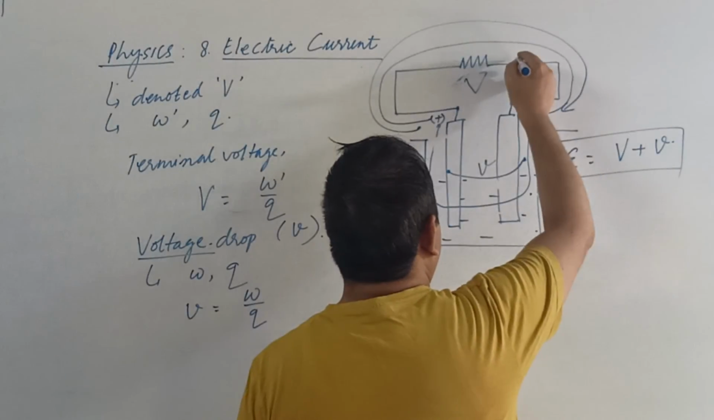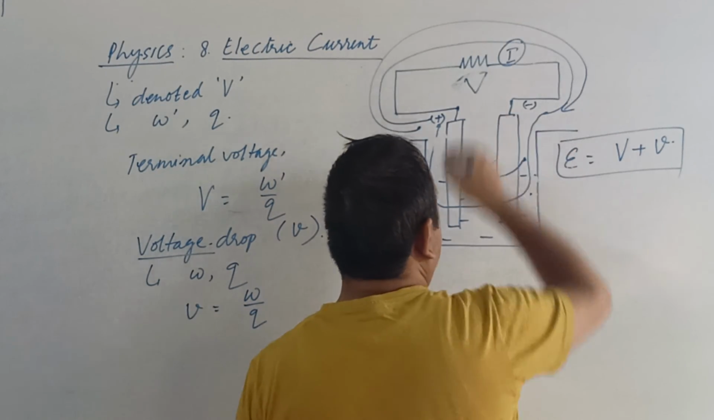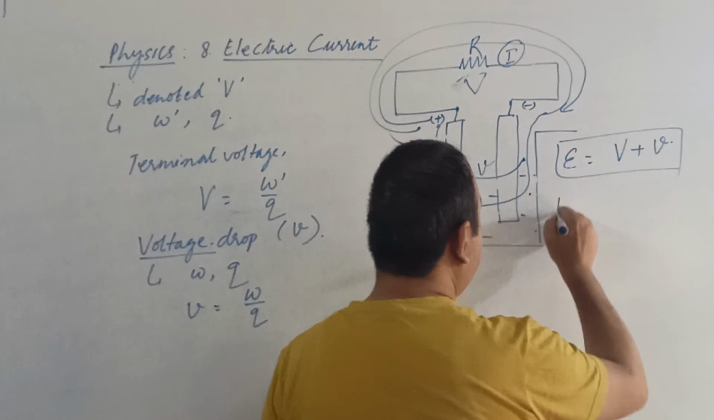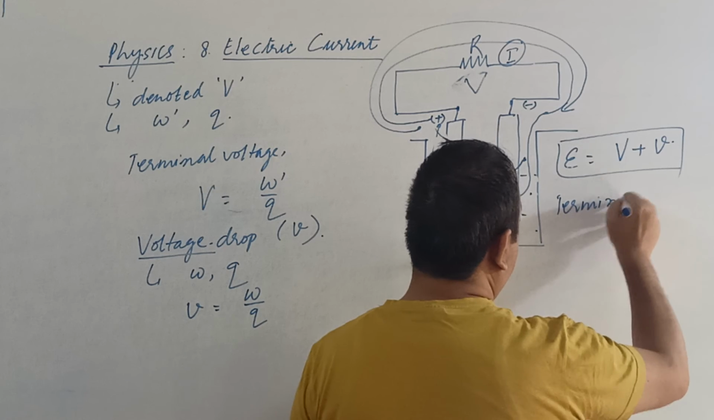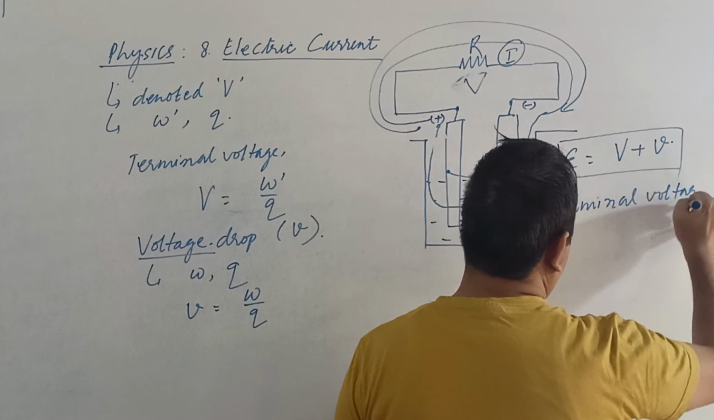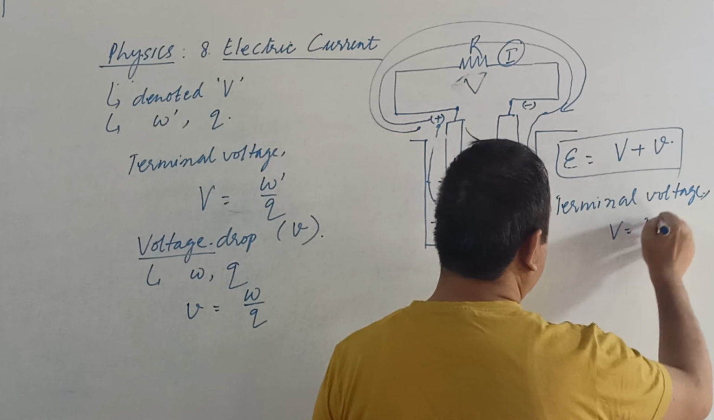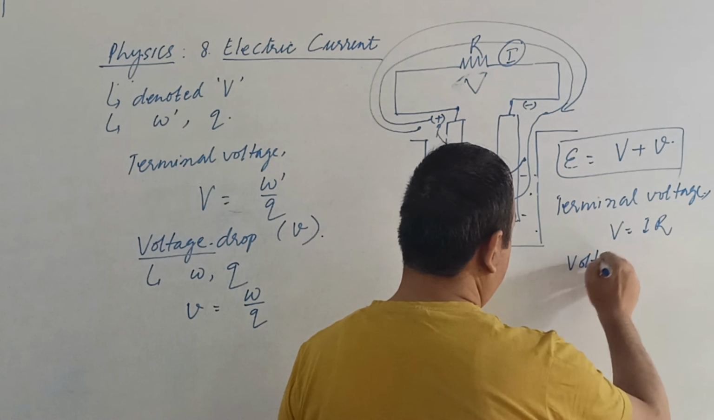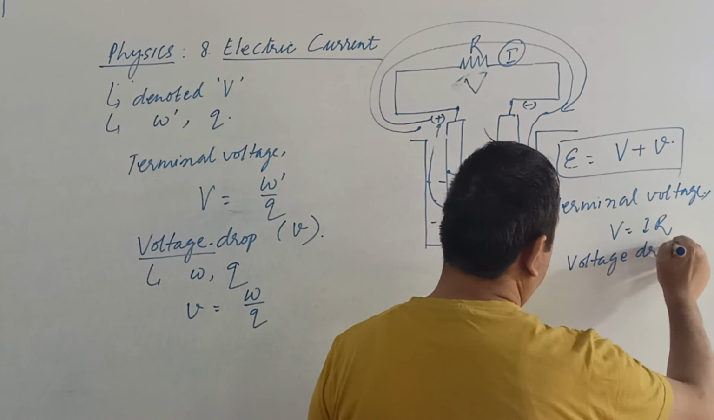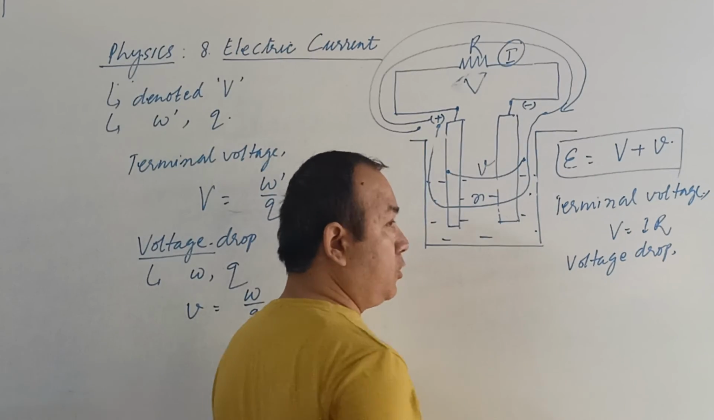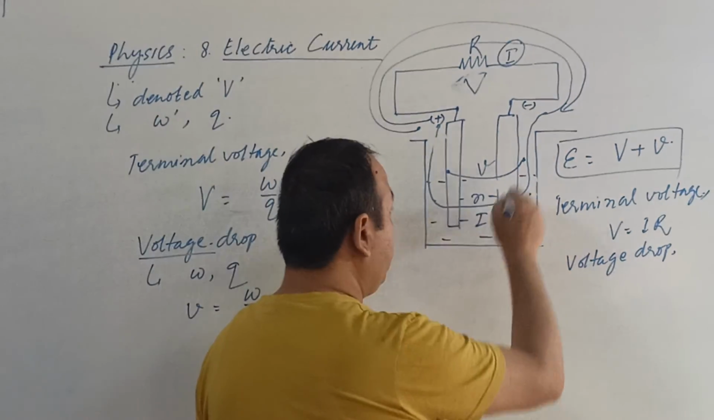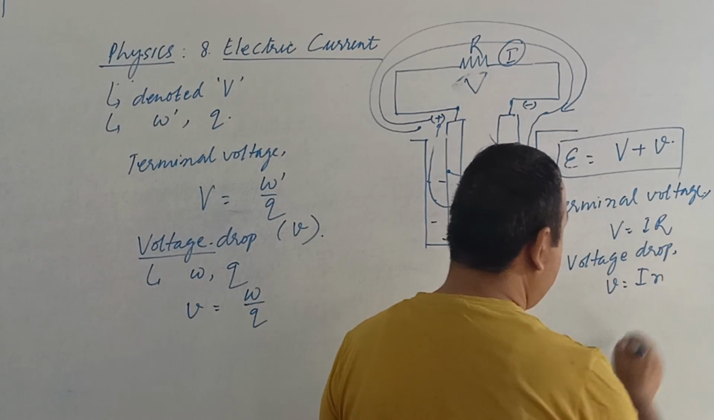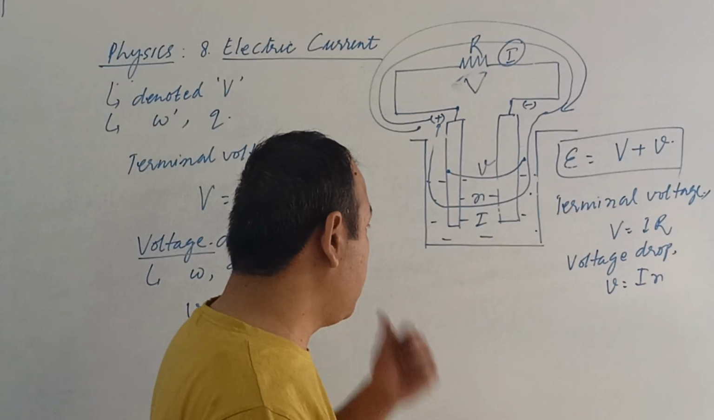Now suppose in the external circuit I amount of current is flowing, and the resistance of the external circuit is capital R. Then the terminal voltage is given by the formula V is equal to IR as per Ohm's law. In the same way for voltage drop, suppose the internal resistance of the cell is small r and I amount of current is flowing through the electrolyte. Then the voltage drop is given by the formula capital I small r.